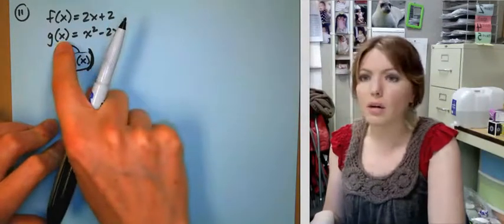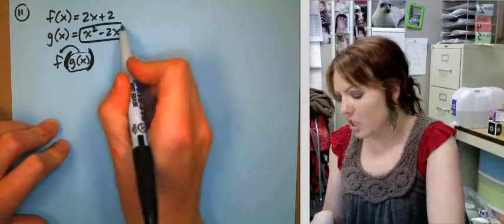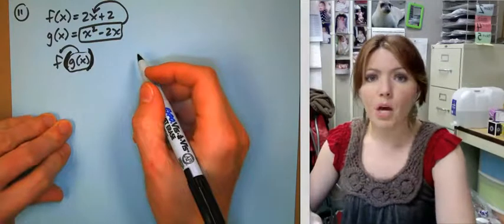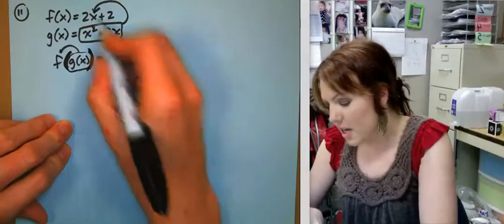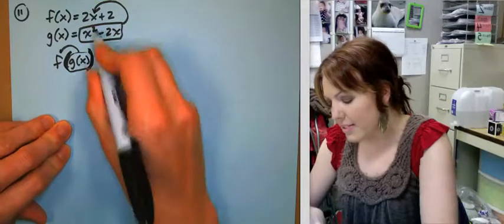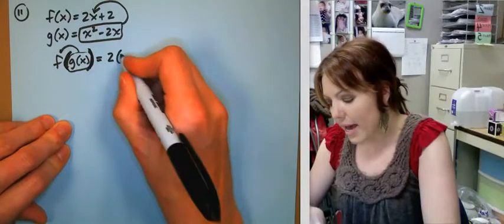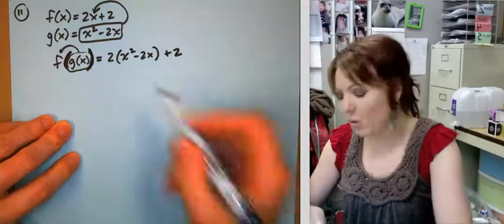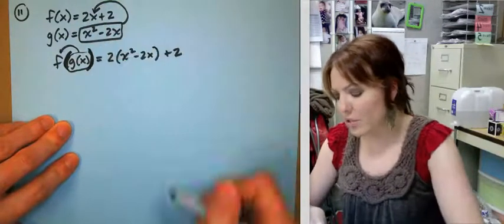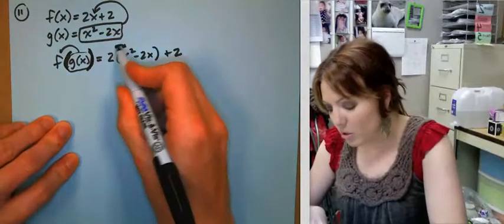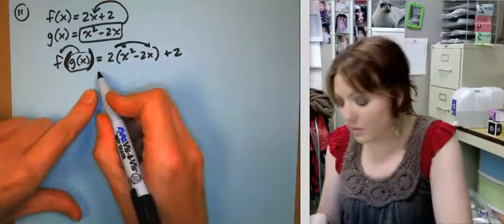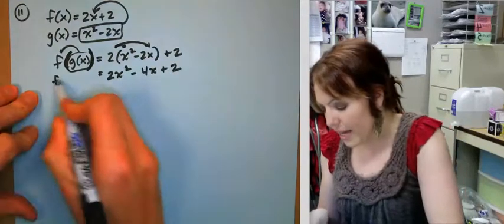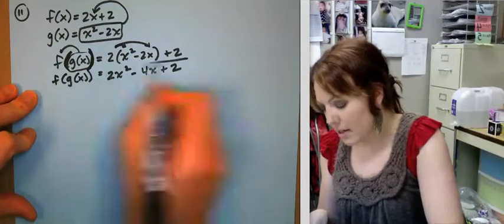So what we do is we look up here at the g equation. We take what the g equation is equal to and plug it into any x that's in the f of x equation. In other words, the 2 and the plus 2 stay exactly the same. All we do is replace the x with x squared minus 2x. I hope we all see that that looks exactly the same with the exception of this x has been replaced with x squared minus 2x. And then we are distributing what is outside of the parentheses, so we get 2x squared minus 4x plus 2. That is f of g of x. That is the end of that problem.